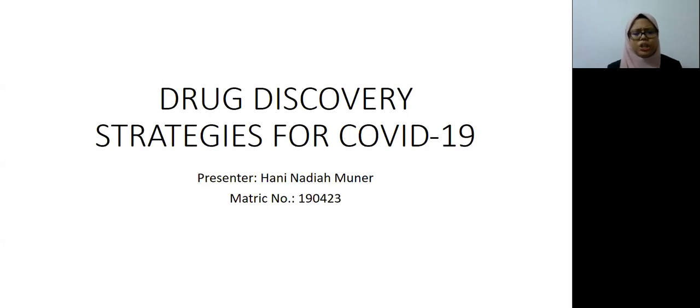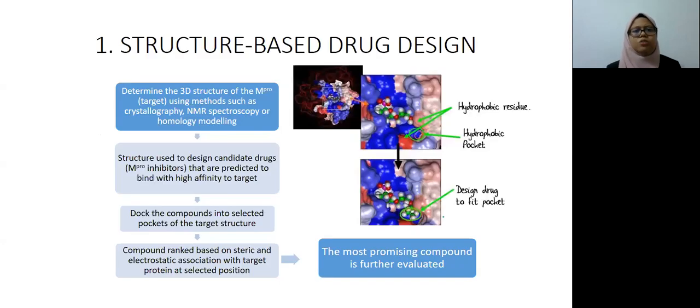So the first strategy that I plan is using structure-based drug design. Structure-based drug design is a method in which we use the structure of the biological target to design candidate drugs that are predicted to bind with the target with high affinity and selectivity. Firstly, we need to obtain the information on the 3D structure of the biological target, which is the CoV-Pro, using several methods such as crystallography, NMR spectroscopy, or homology modeling.